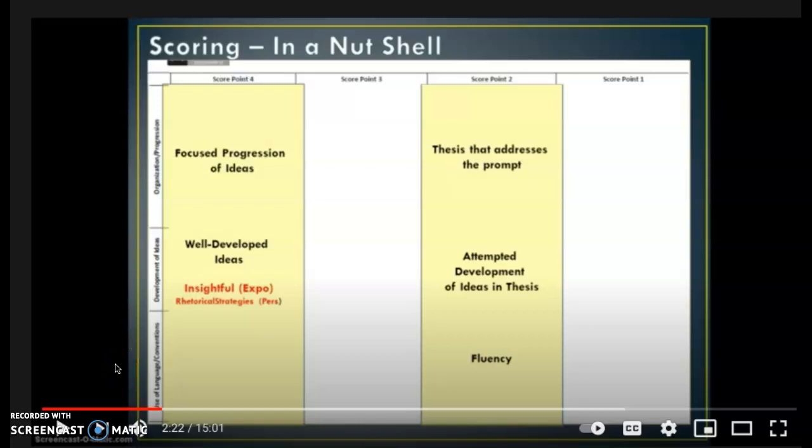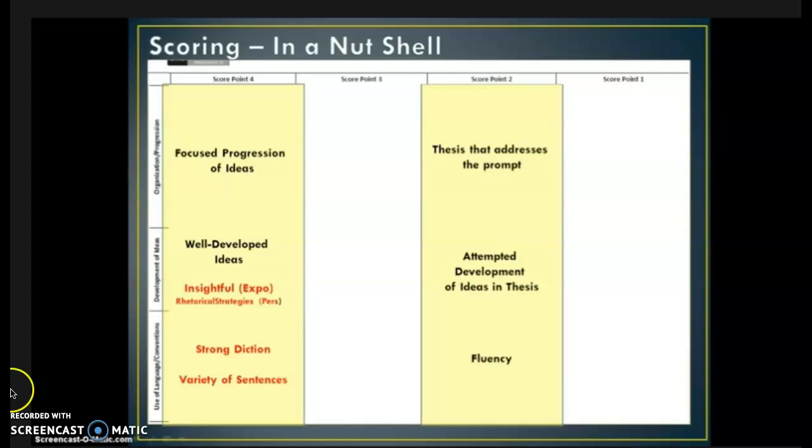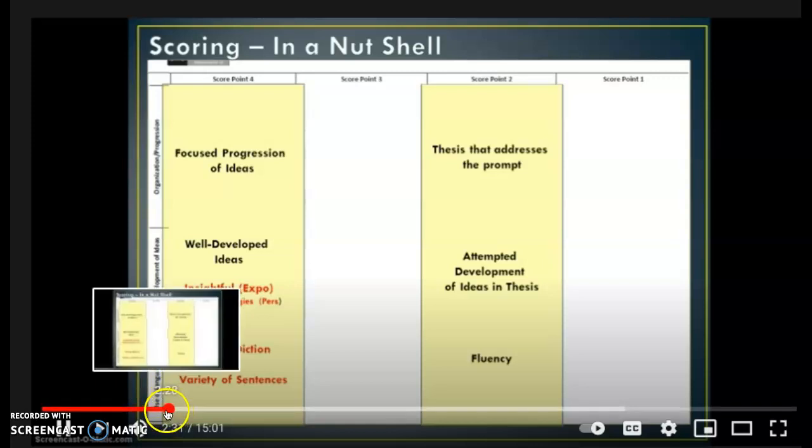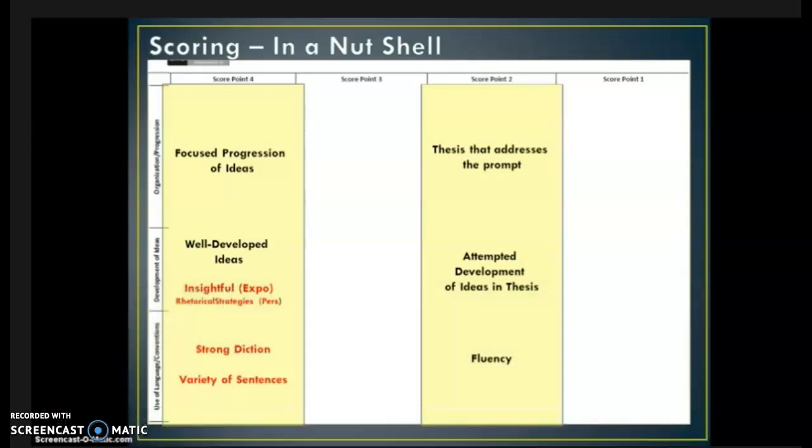All right, guys, so just as promised, we are now going to talk about what it takes to score a 1 and to score a 3. Strategies. The language components for a 4 are strong diction and a variety of sentences. So how does a student go about scoring either a 1 or a 3? Let's talk about those discrepancies.